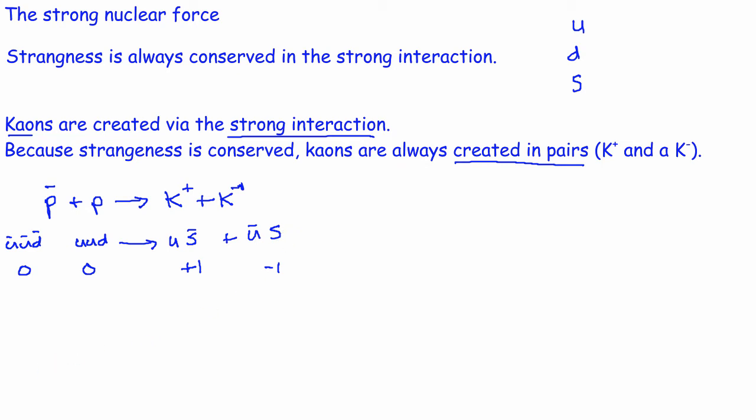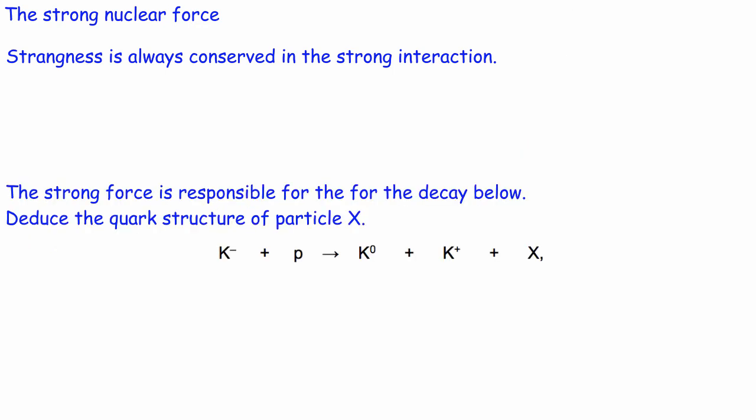Now you can use this to answer other types of questions. So for example, this is one of the more difficult kind of A-level questions that you could potentially get. Here we've got a kaon that's already been created in another interaction, and it's going to interact with this proton here. And when it does that, it's going to create basically 2 more kaons and a particle that we don't know. And what we really want to know is the quark structure of this particular thing.